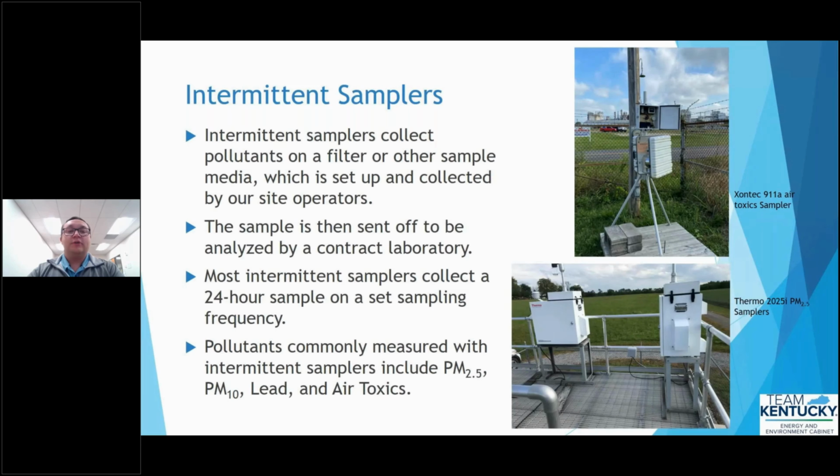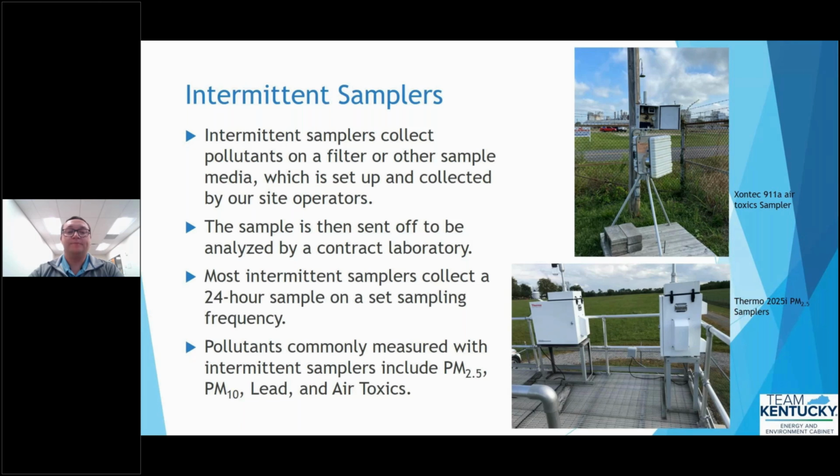So in addition to our continuous analyzers, we also operate a number of intermittent samplers. In general, these samplers work by collecting pollutants on a filter or other media. The samples are set up and collected by our site operators in the field operations branch. Once collected, they are sent off to be analyzed by different laboratories around the country, depending on the specific pollutant that we're sampling for.